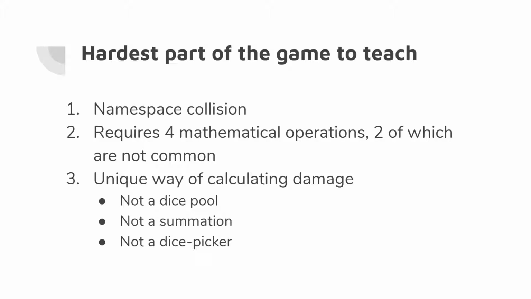Additionally, it requires 4 mathematical operations to do, 2 of which are not very common. And finally, it's a rather unique way of calculating damage, so students can't draw upon other experience. It's not a dice pool system like the various Shadowrun or World of Darkness games, or even games like Warhammer 40,000. It's not a summation system like Dungeons and Dragons, where you're just adding up the dice and giving you the total. Nor is it a dice picker system, sort of like Silent Death, where you roll 3 dice and take the highest value as your damage. It's none of those. So it's very unique, and people can't quite grasp it right away a lot of the times.